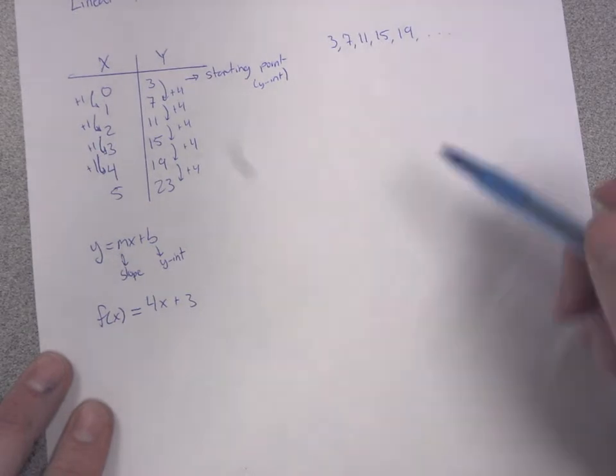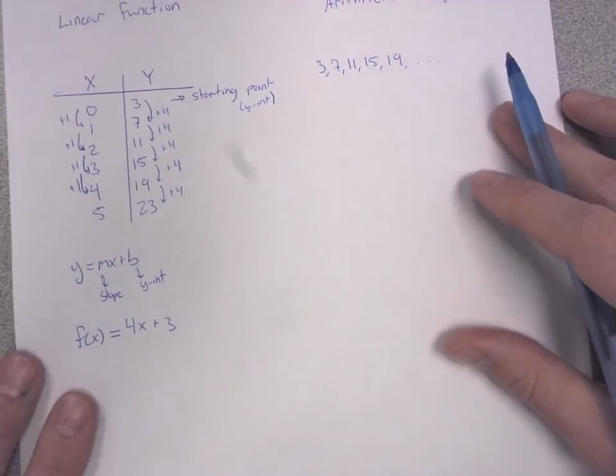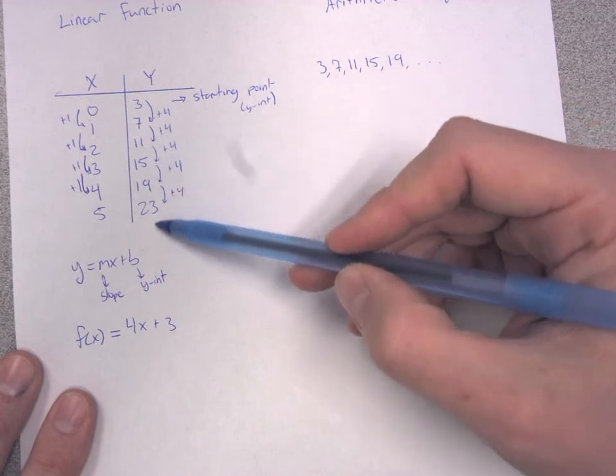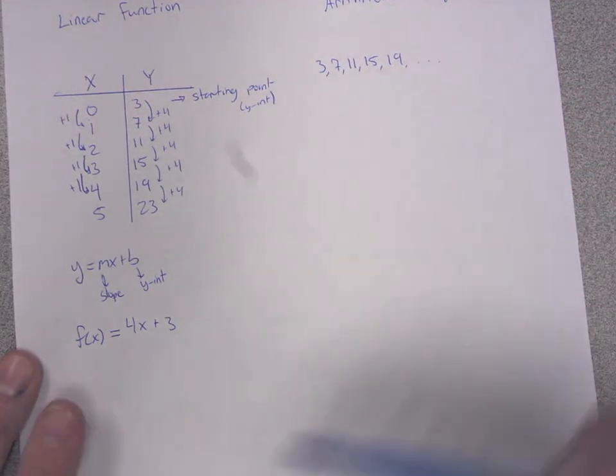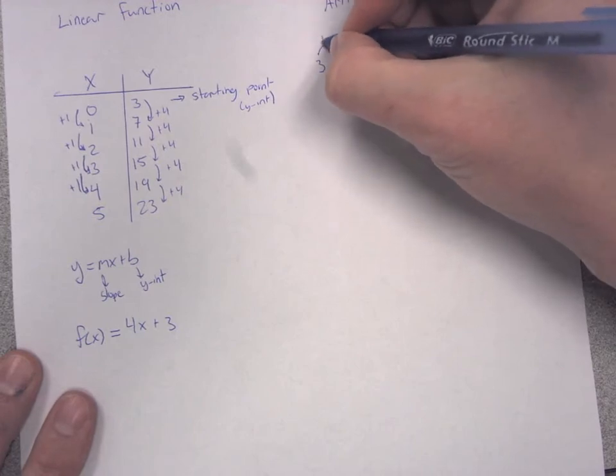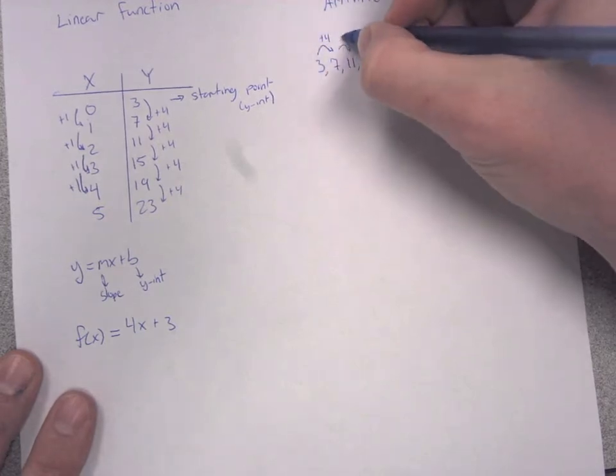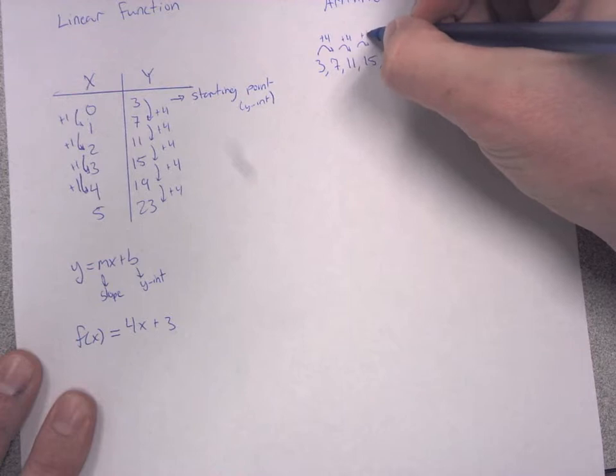All right, let's take a look at the sequence, which is really similar. So notice that 3, 7, 11, 15, 19, 23, same kind of numbers over here, 3, 7, 11, and the pattern is the same. This is like an add 4 pattern, add 4, add 4, add 4.